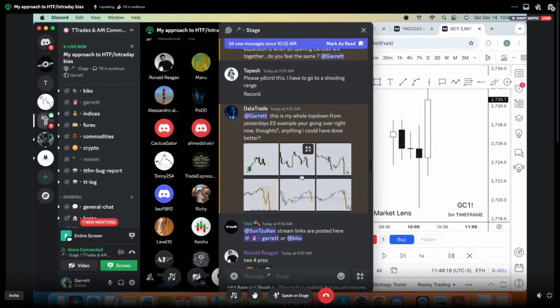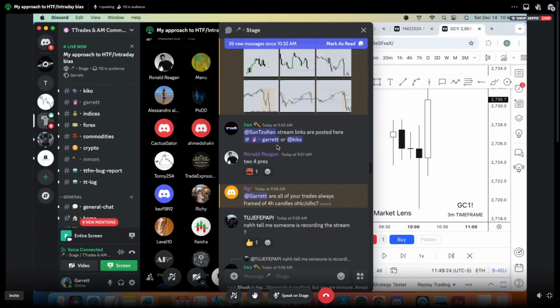Small top down from yesterday. Yes. Yep. That's good. Really perfect. That's my exact view on that, personally.